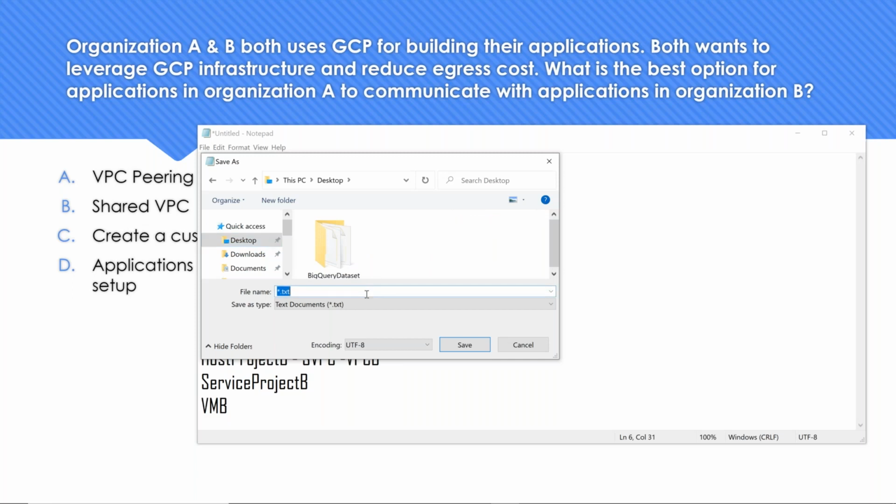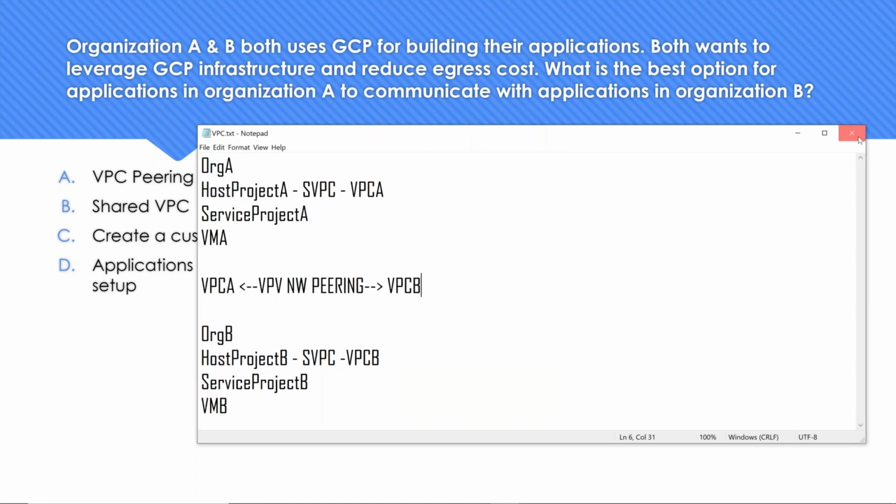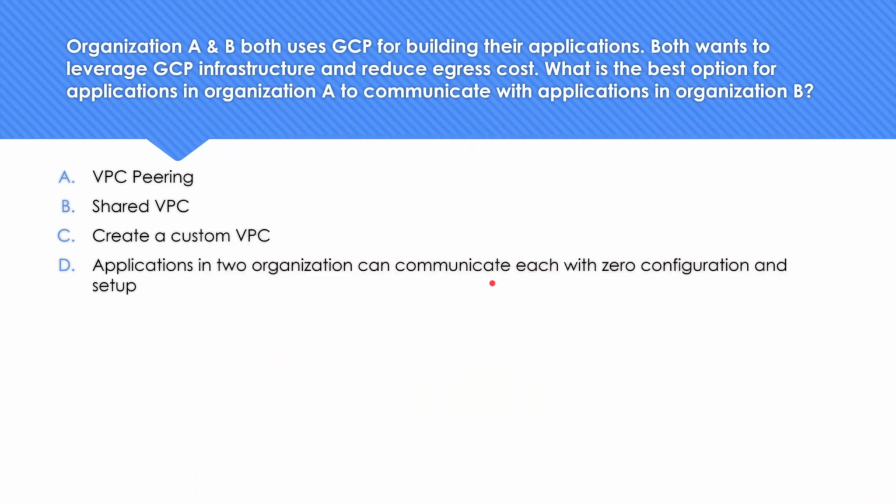Thank you, folks. So option A looks like a good choice. B can definitely be discarded because it's two different organizations. It could be a part of the solution, but not the main solution here. How about C, folks? Create a custom VPC. What are your thoughts on this?